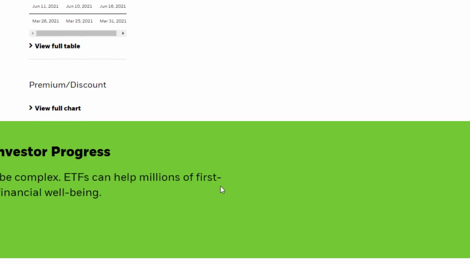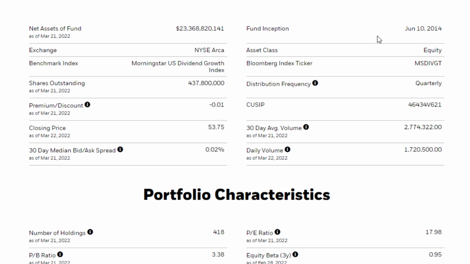A few things that I want to point out here, a few key facts. The fund's inception date was June of 2014, so it's coming up close to 8 years, 7 years and 9 months. So we'll use that when calculating our CAGR numbers.